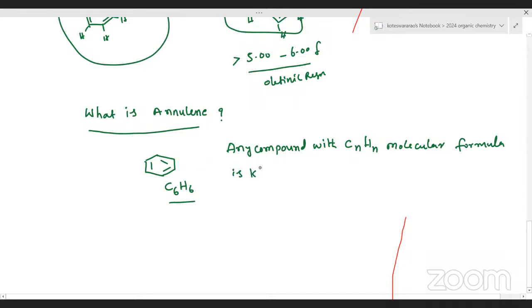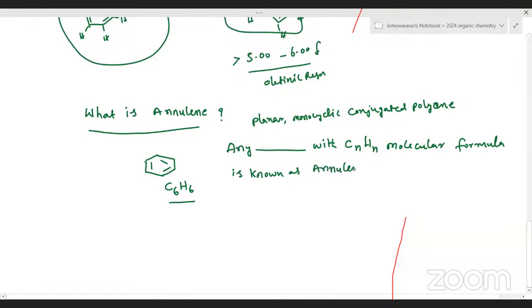Not any compound, I'm sorry. Here the restriction is there. What is that restriction? Any planar, monocyclic, conjugated polyene with CnHn molecular formula is known as annulene. This is the single line definition. What is the annulene? A planar monocyclic conjugated polyene with CnHn molecular formula is known as annulene.